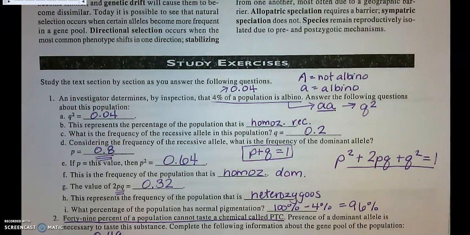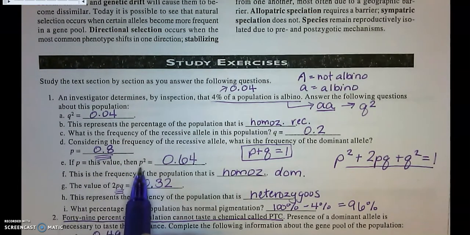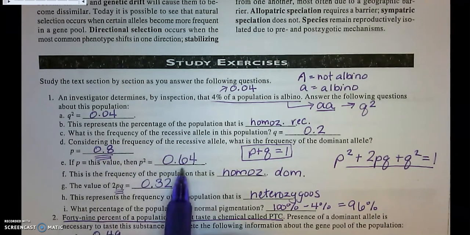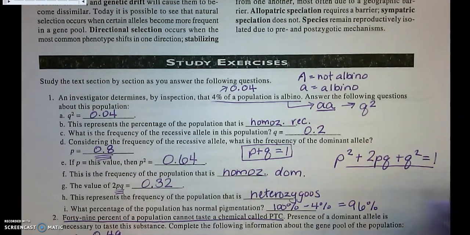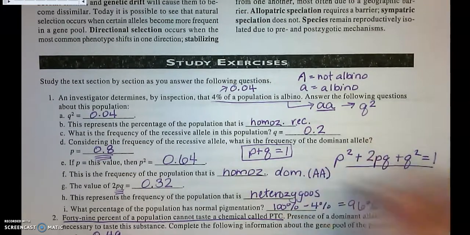So as we move on, in question E, now that we know P squared, easy, we square it. 0.8 times 0.8 gives us 0.64. And again, what is that? That is the frequency of our population that is homozygous dominant. Homozygous dominant would be 2 dominant alleles, or capital A, capital A.